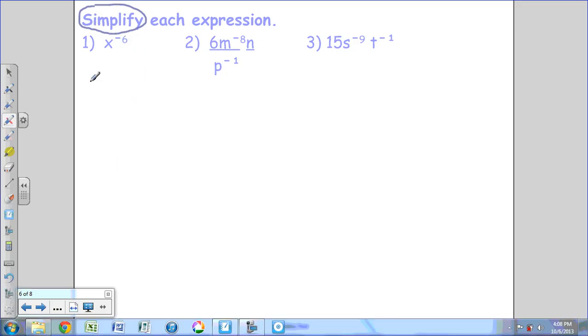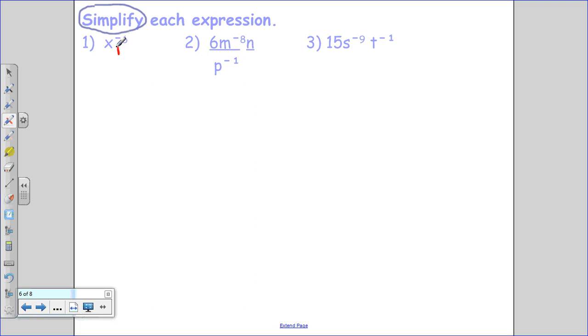So if I look at this first one, x to the negative 6, the only thing I can do anything with is that negative. And I can say that I'm going to move that 6 to the bottom because it's negative. And of course, since I don't know what x is, there's nothing else I can do. So that's it. That's as simplified as it can be. When you're simplifying exponents, it's not considered simplified if you have any negatives. So the first thing I'm going to look for are negatives.